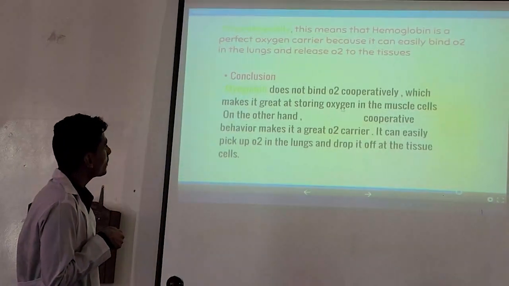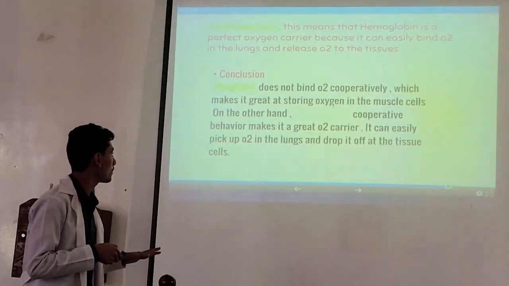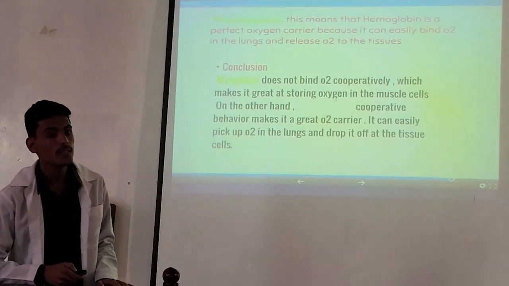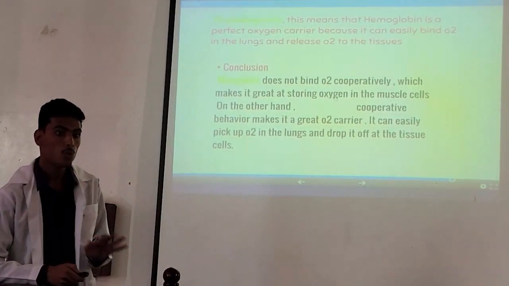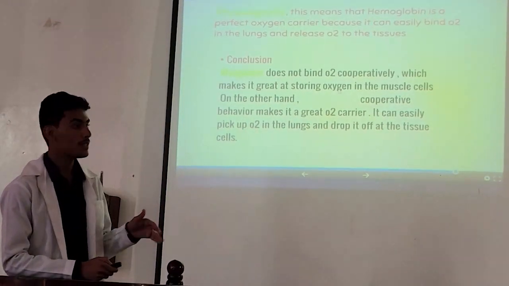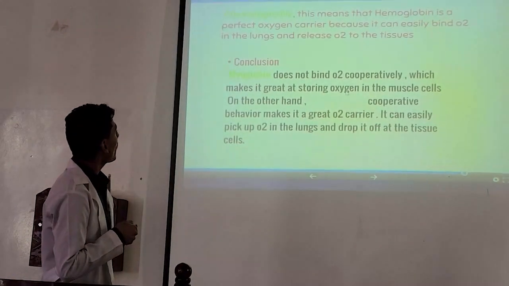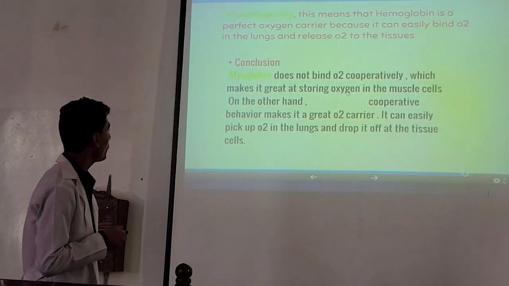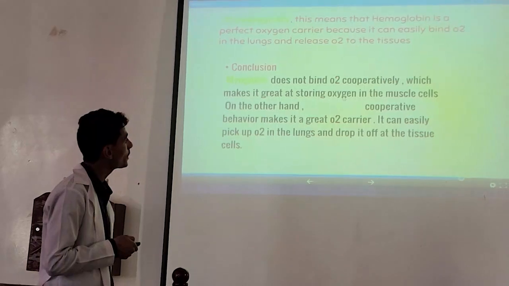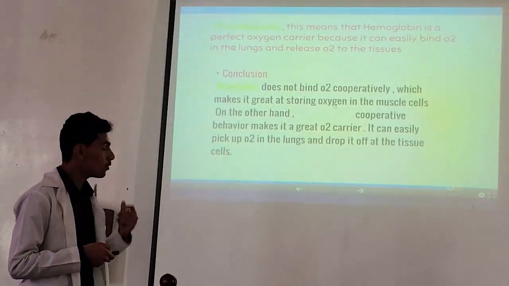In conclusion, myoglobin doesn't bind oxygen cooperatively, which makes it great at storing oxygen in the muscle cell. It releases this oxygen for the muscle cell when there is a low quantity of oxygen. It will not release the oxygen until the partial pressure of oxygen is very low, as I explained with the curve in the previous slide. On the other hand, hemoglobin's cooperative behavior makes it a great oxygen carrier. It can easily pick up the oxygen in the lungs and drop it off at the tissue cells.